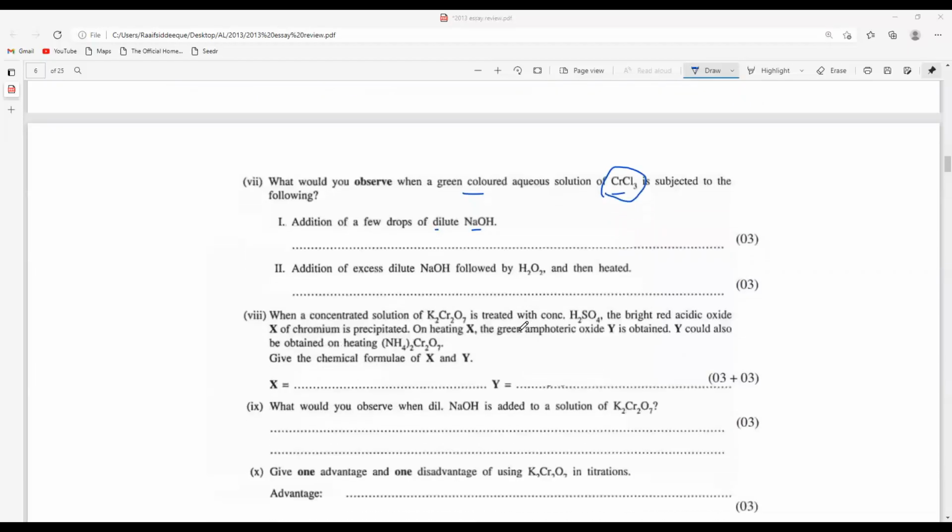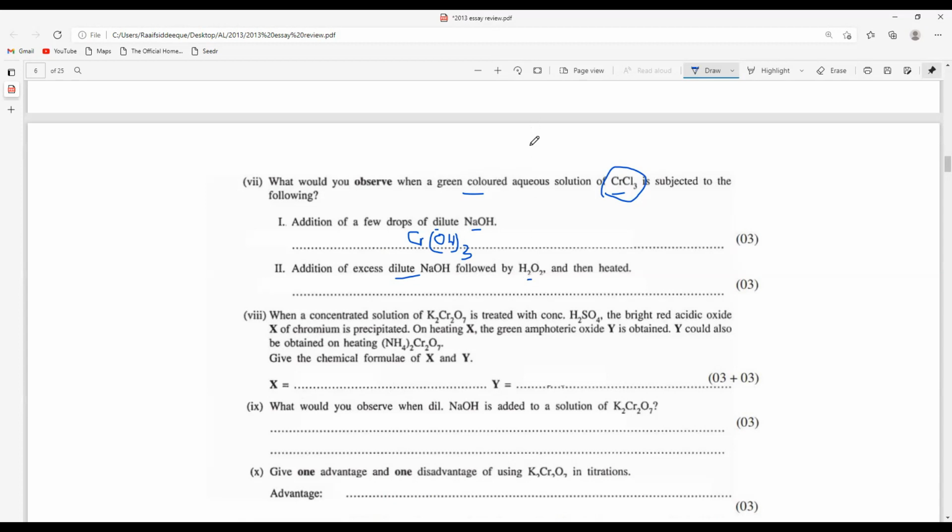So now you can see what is going to happen. Addition of few drops of dilute NaOH. I told you this will form chromic hydroxide, Cr(OH)3, which is greenish in color, right? Addition of excess dilute NaOH will form the [Cr(OH)6]3-, followed by H2O2.